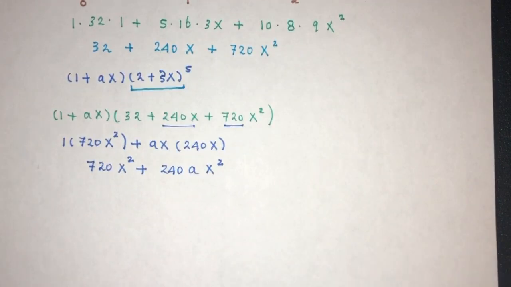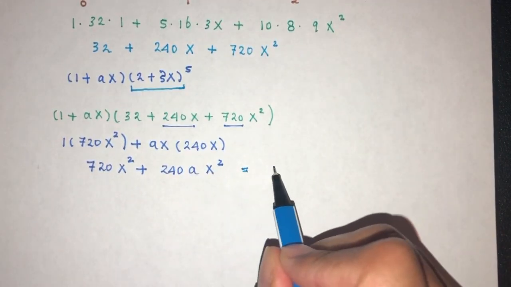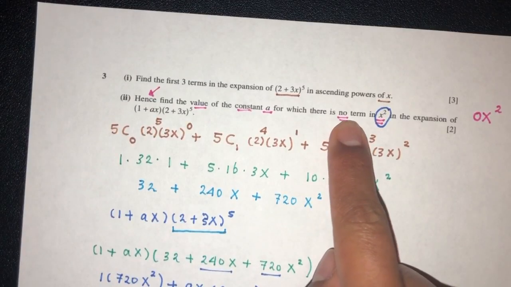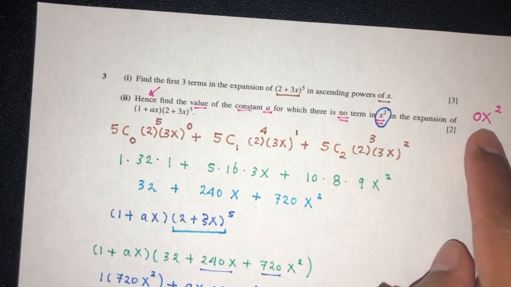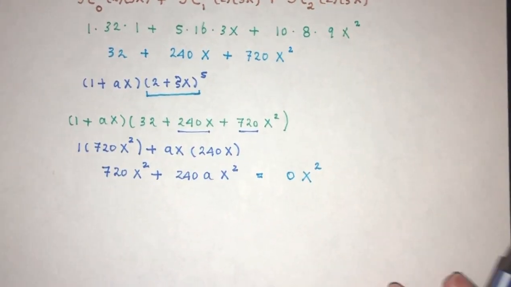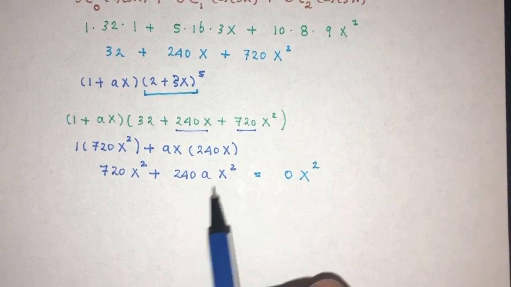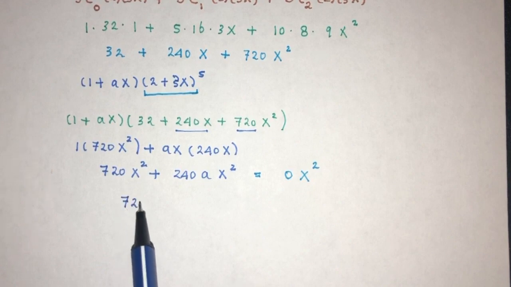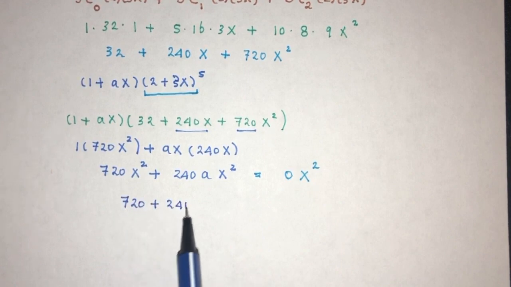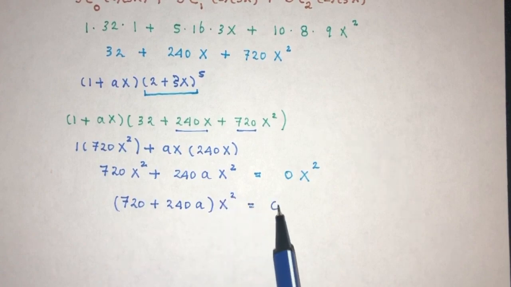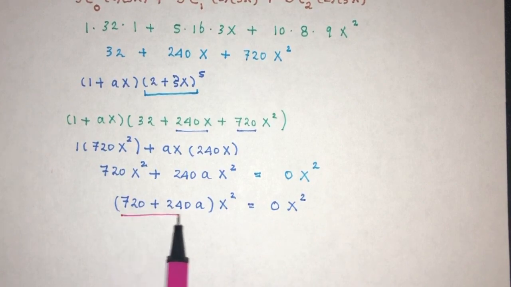Now, we do know that this will give you 0x squared because in the end it tells you here there's no term in x squared, which means this will be the resulting term in x squared. So now we just have to compare the coefficients. For example, here I can just factorize this outside. You will have 720 plus 240a, factorize x squared, has to be 0x squared. So now we just have to compare this and this.